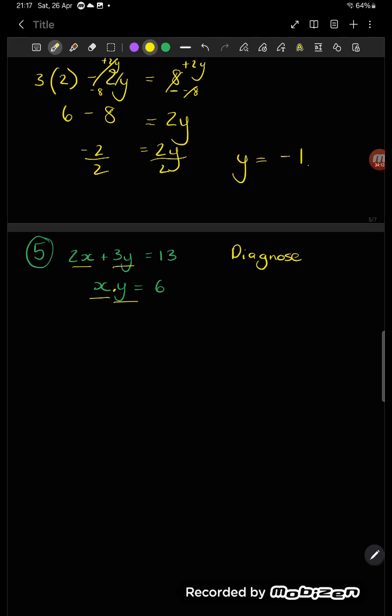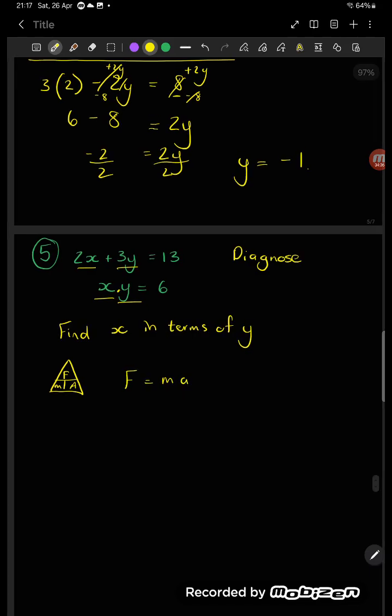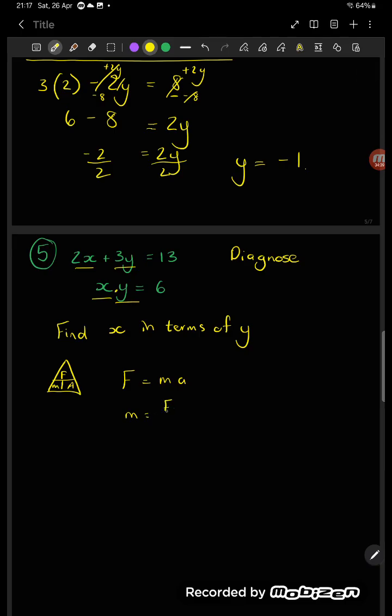But because they're times, I can find x in terms of y. And remember in science we had that force is equal to mass times acceleration. So if I say force is equal to mass times acceleration, I can also say mass is equal to force divided by acceleration. I can also say that acceleration is equal to force divided by mass. It's all in terms of F, or the next one in terms of A, next one in terms of M and A.